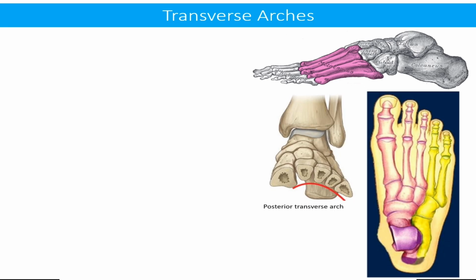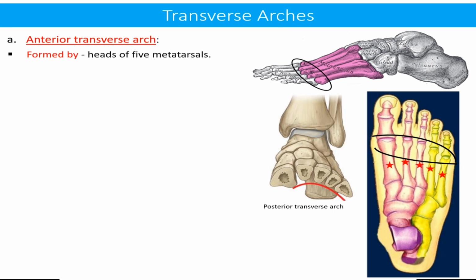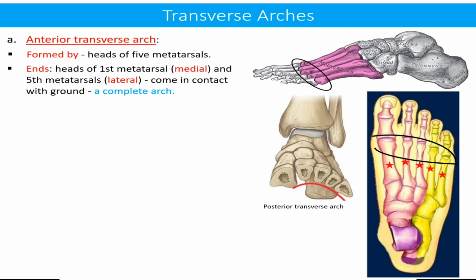Now let us discuss the transverse arches of the foot. There are 2 transverse arches. First, the anterior transverse arch, which is formed by heads of 5 metatarsal bones. The medial end of this arch is formed by head of first metatarsal bone, and the lateral end is formed by head of fifth metatarsal bone. As these 2 heads come in contact with the ground, this arch is a complete arch.